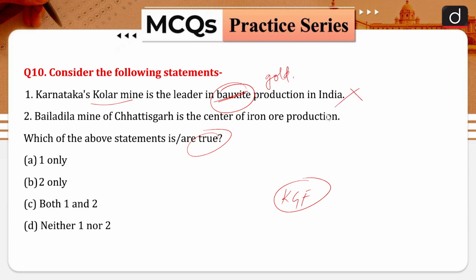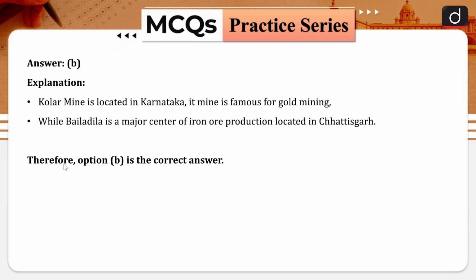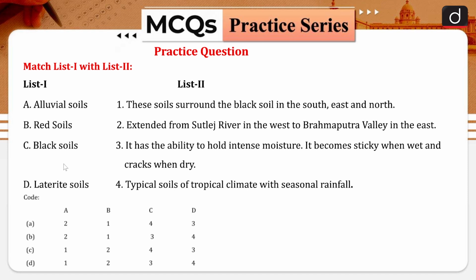Now when we are talking about the second one, that is Beladila mine of Chhattisgarh is center of iron ore production, this is correct. So option B would be your right answer, that is only 2. So here these are the statements given, you can give it a read. And for practice, there is this last question which is for your own practice. You can attempt this question and reply in the comment box.